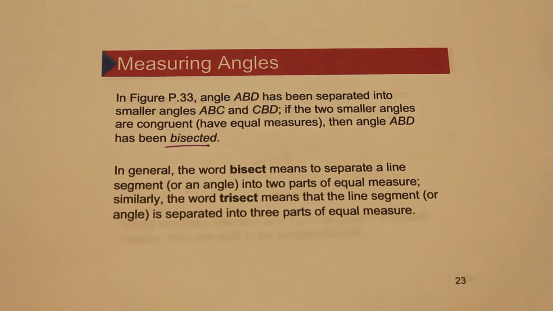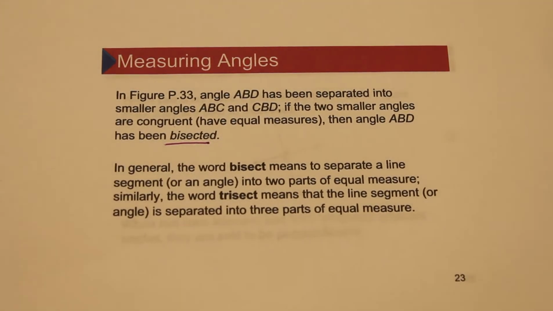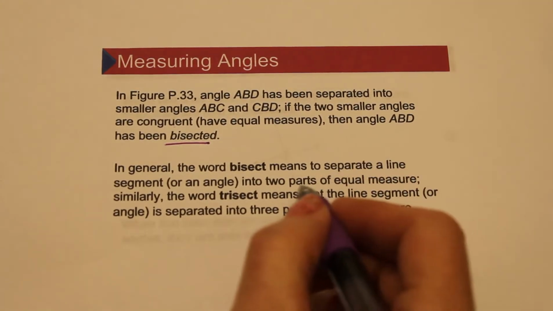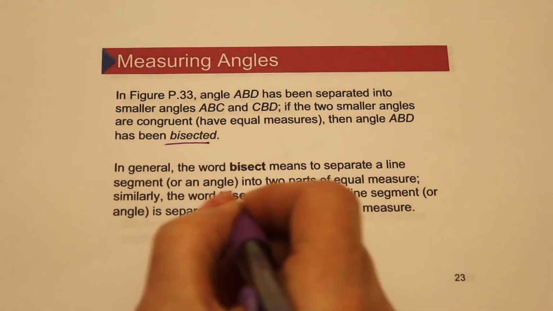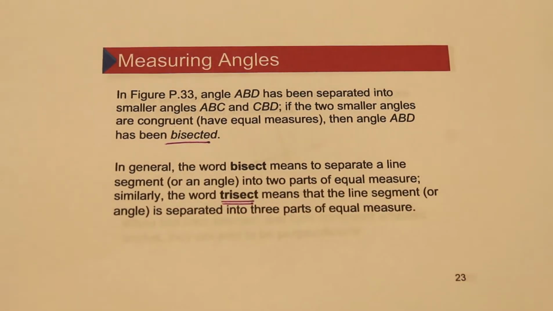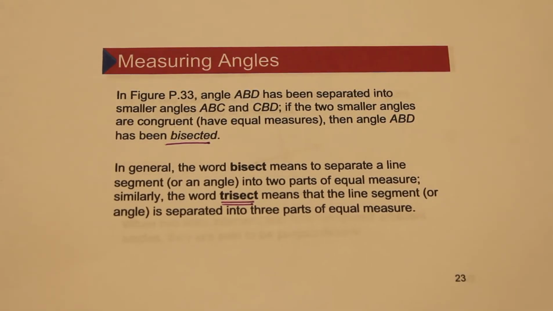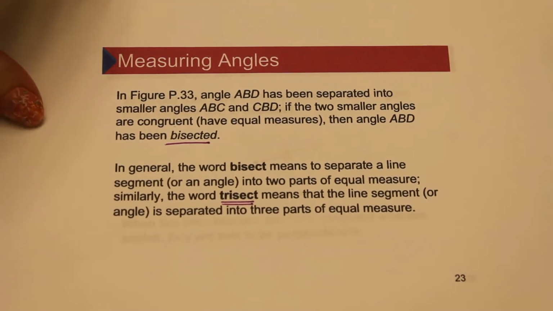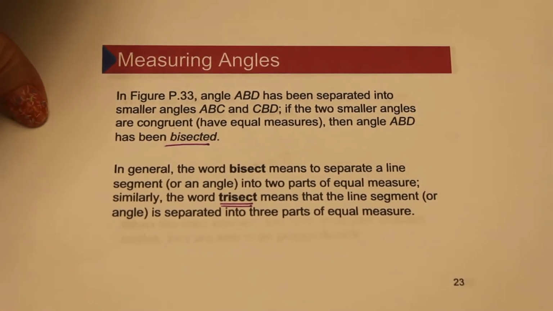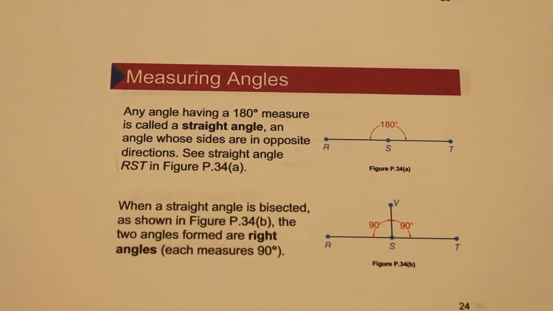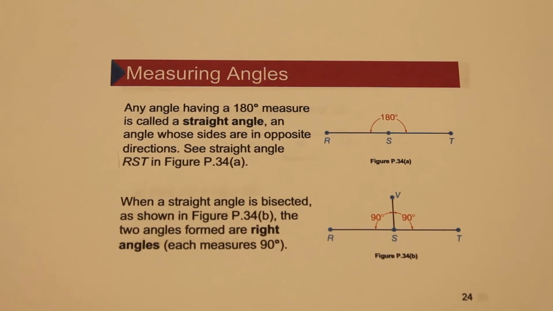To bisect something means to break it into two equal parts. If it's broken into three equal parts, the word would be trisect. Bisect breaks into two equal parts, trisect breaks into three equal parts. So we actually saw our first angle bisector in the previous example. And then here are just some special angles.